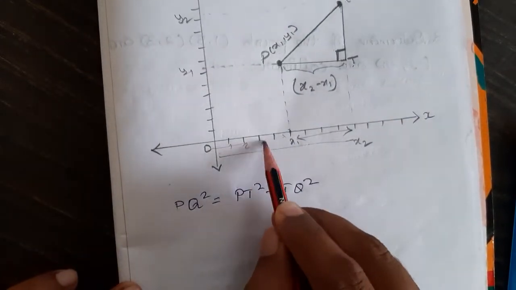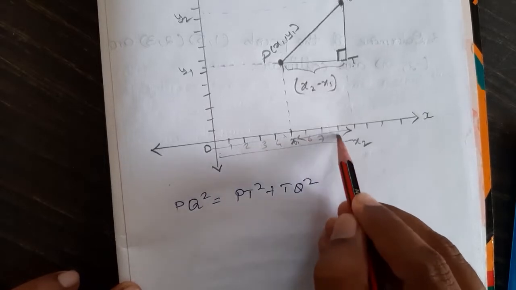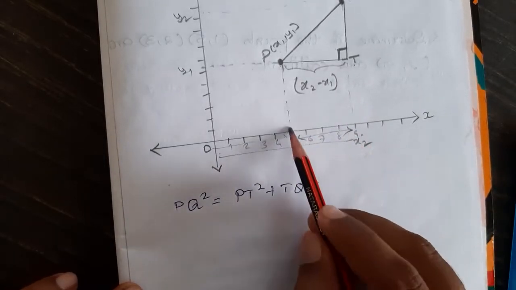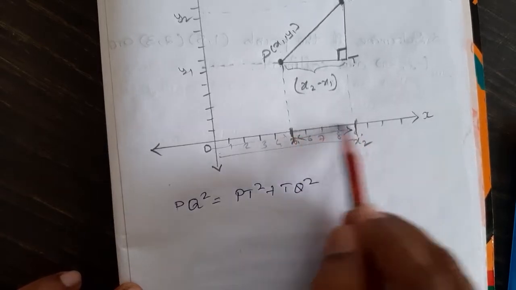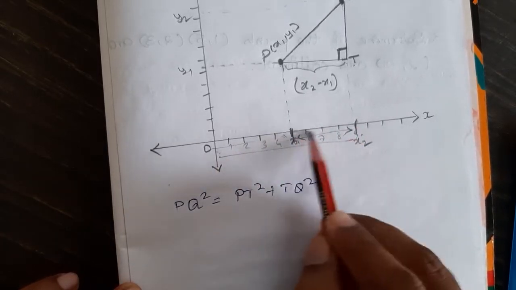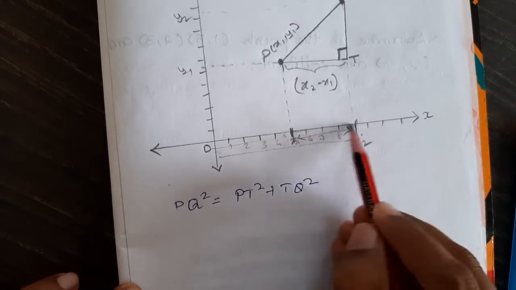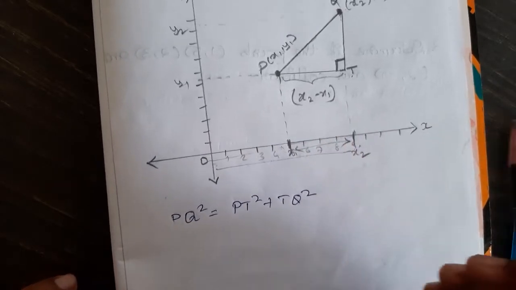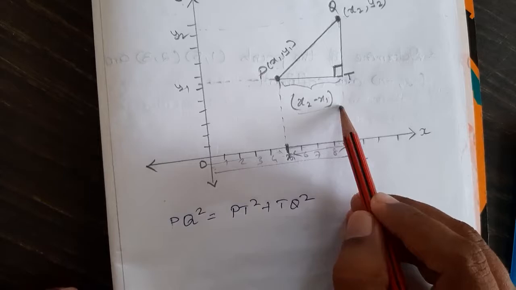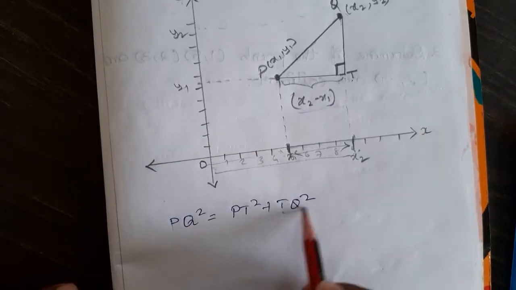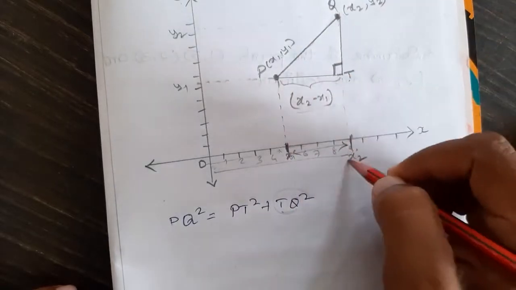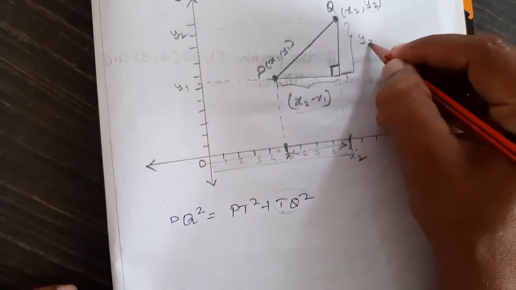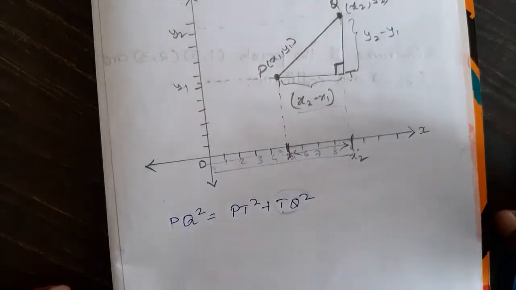Is it clear? Like on a number line, if one point is 5 and the other is 9, the distance between them is 9 minus 5, that is 4. So generally, with x1 and x2, it is x2 minus x1. And what about TQ? The same way, the total is y2 and this one is y1, so this length is y2 minus y1.